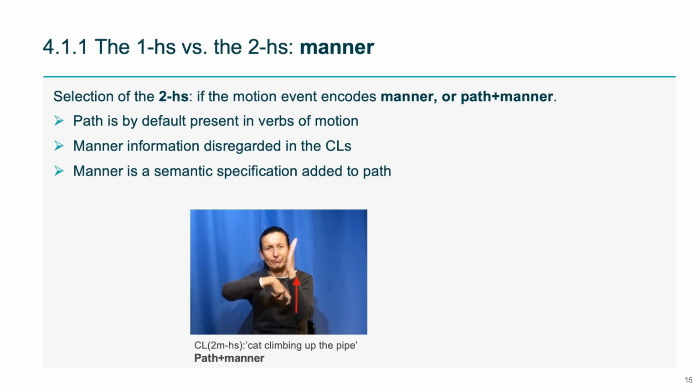As we can see, for example, in the example in the slide, which means a cat is climbing up the pipe. And here we see the use of a classifier construction where both manner and path are expressed at the same time.